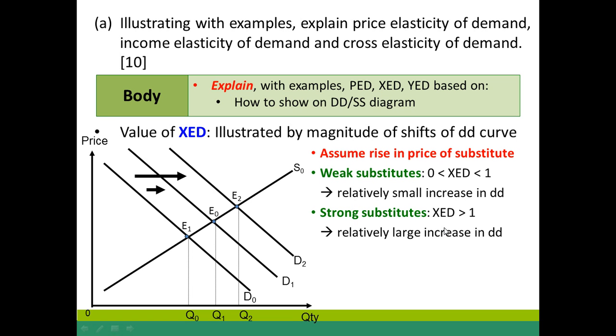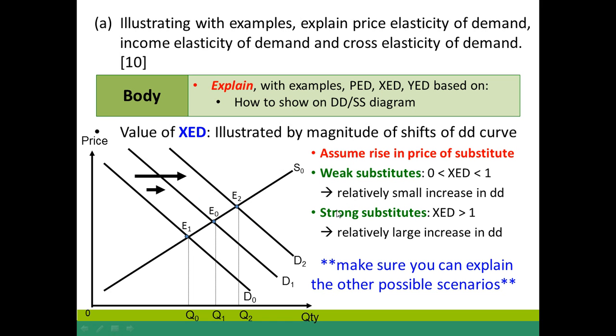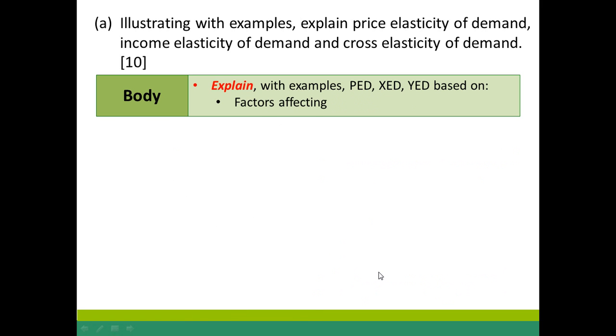So the best way to think about it is Pepsi and Coke. If the price of Pepsi increases, then because Pepsi and Coke are such strong substitutes, you will see a very significant rise in demand for Coke. Therefore, there will be a large shift in demand for Coke. Okay. For this explanation, I only took into account a rise in price of the substitute. So you must make sure that you can also explain other possible scenarios, like a fall in price of substitute, or a fall in price of complements, or a rise in price of complements. Okay, so you must be able to explain.